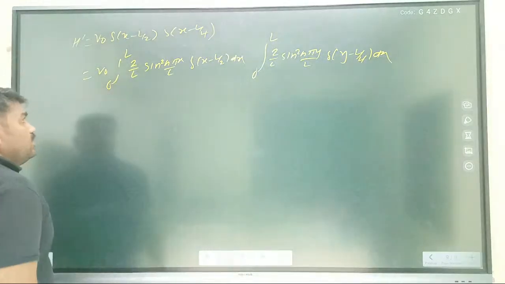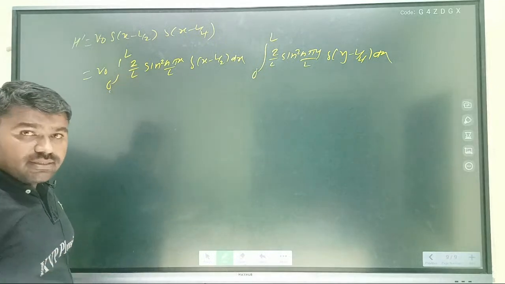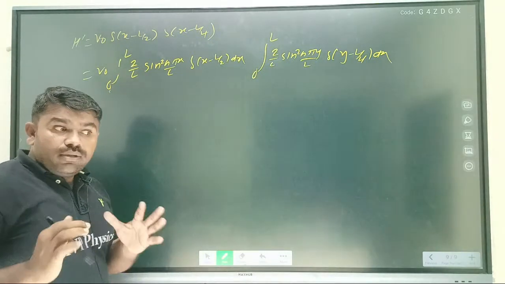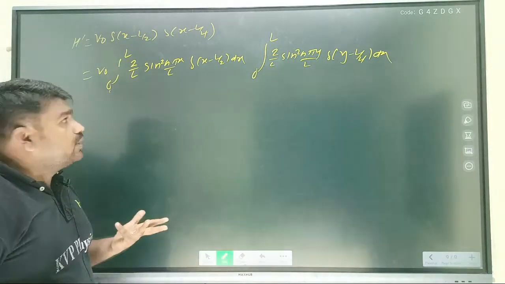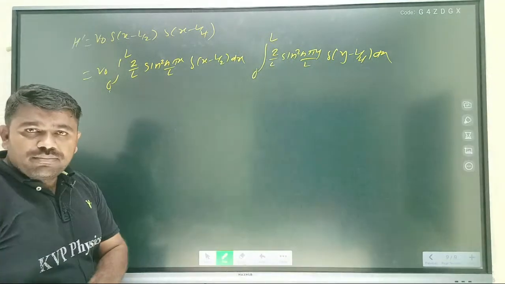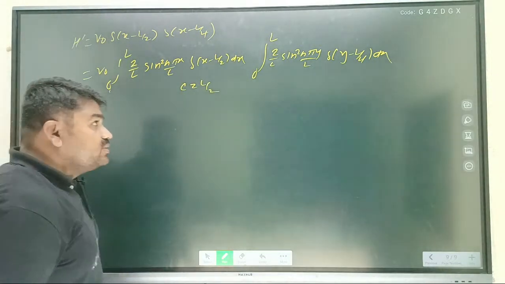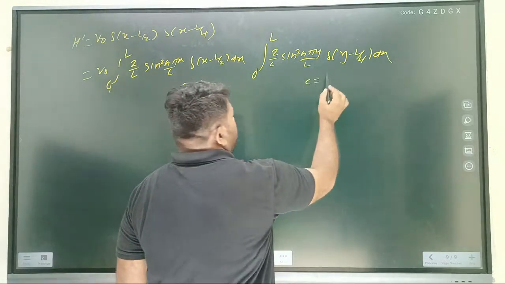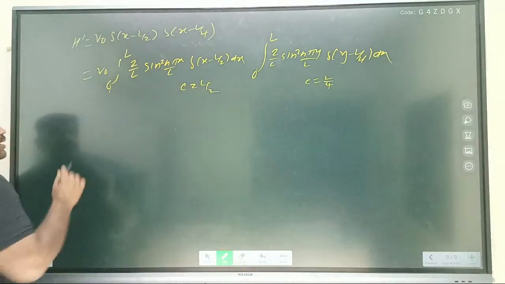Clear? Now what is the limit? 0 to L. Can L by 2 come in the 0 to L limit? Yes, it can. So L by 2 is in between these two points. And simply we can reduce to f of c. What is the value of c here? c is equal to L by 2. What is the c here? c is equal to L by 4. Clear? Now here c is replaced by L by 2 and L by 4.